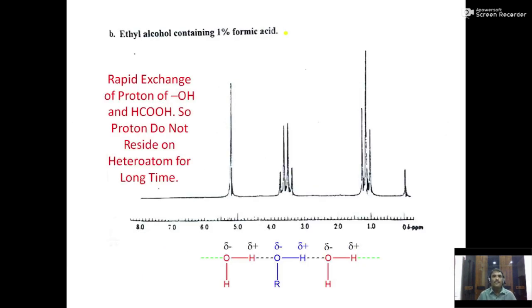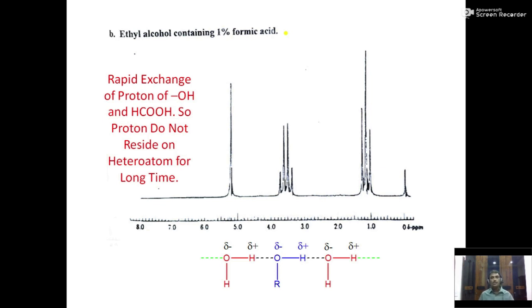Ethyl alcohol containing 1% formic acid. If your alcohol is impure, having some acidic or basic impurities, then your OH proton is not coupling with the CH2 protons in ethanol, because there is rapid exchange of the OH proton with the proton of the acid. So it is not residing on the heteroatom, oxygen, for a long time. It is continuously exchanging. That's why it is not available for coupling, and we get a singlet for OH, a quartet for CH2, and a triplet for CH3. The signal is shown here.